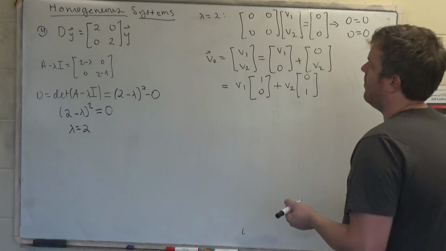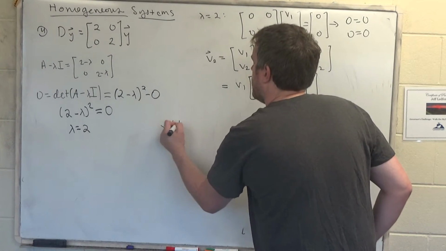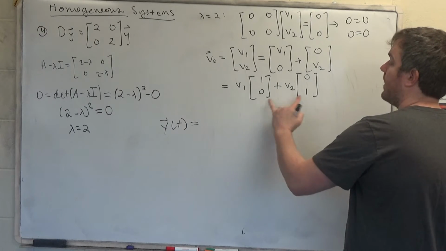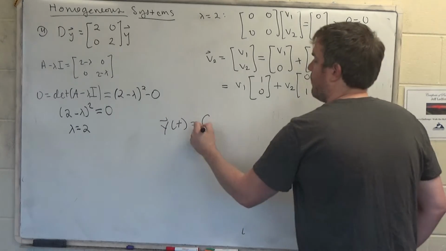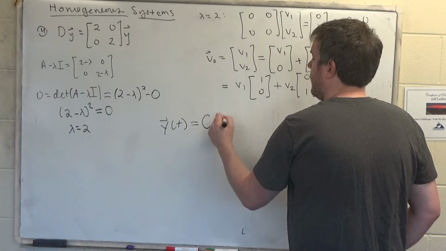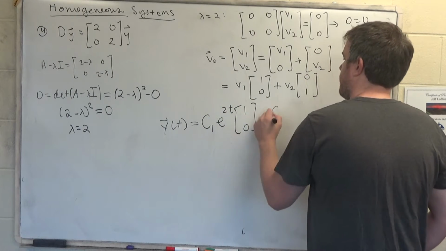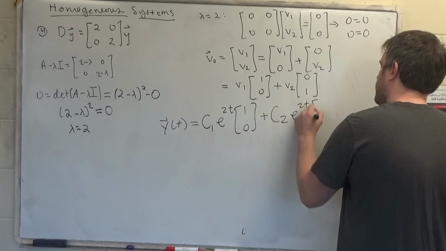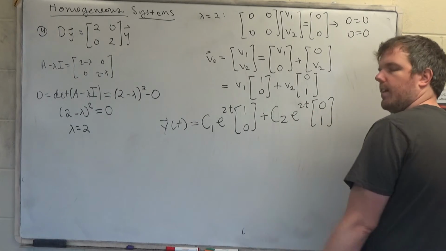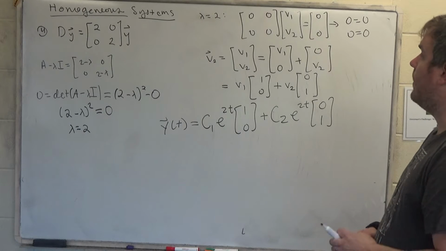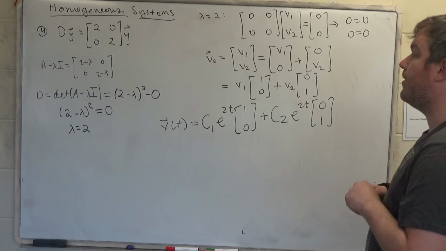In this situation, all we have to do is just use these two eigenvectors in the typical formula. So we'll have c1 e to the 2t times the first eigenvector plus c2 e to the 2t times the second one. It's not the second eigenvector. And that's it. So that doesn't seem too bad.